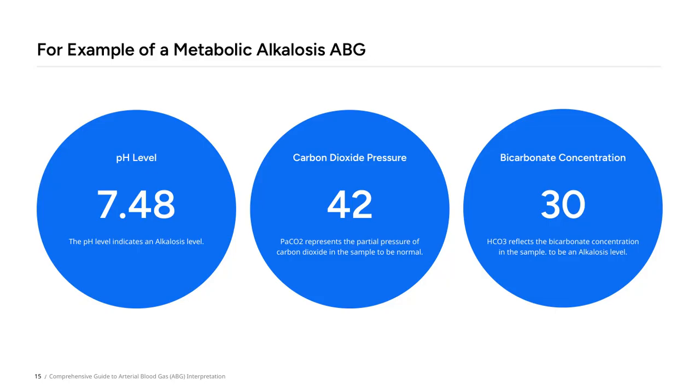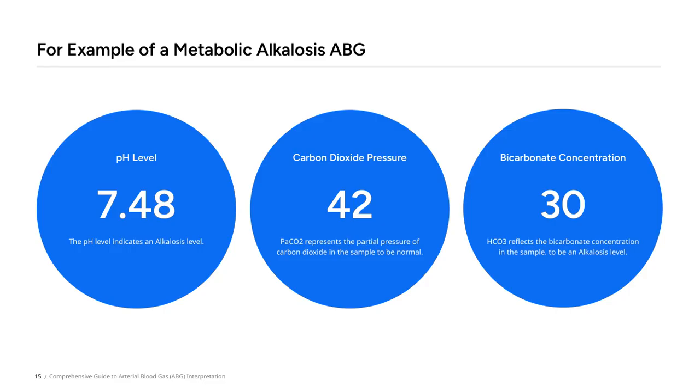Let's take a closer look at this example of a metabolic alkalosis ABG. First, we see the bicarbonate concentration, or HCO3. This value reflects the amount of bicarbonate in the blood sample, and in this case, it's elevated, indicating an alkalosis level. Remember, higher bicarbonate levels often point to a metabolic component contributing to the alkalosis. Next, we have the carbon dioxide pressure, or PaCO2. This measures the partial pressure of carbon dioxide in the blood. Here, it's shown as normal, which suggests that the respiratory system isn't compensating or contributing to the alkalosis at this stage.